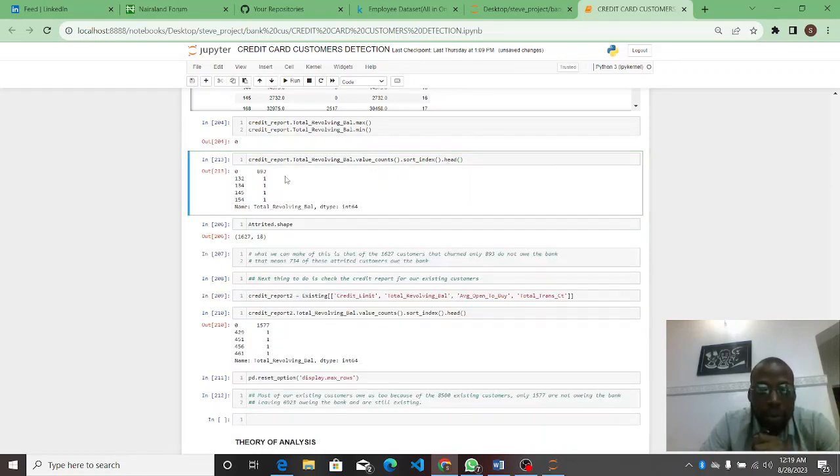I don't want it to be clustered and everything. That's why I had to restrict it to only the head, because the head points out the majority of the customers that do not hold. So now, back to the analysis.